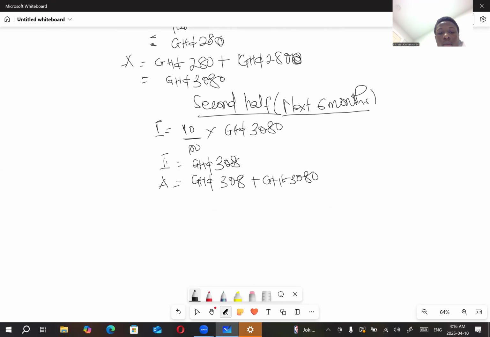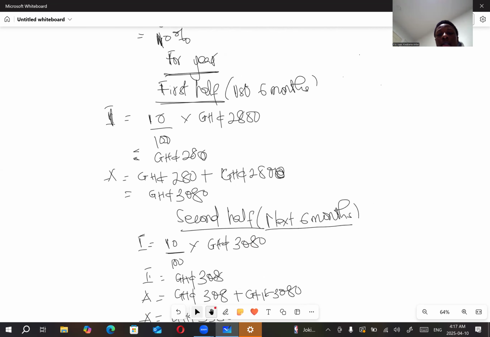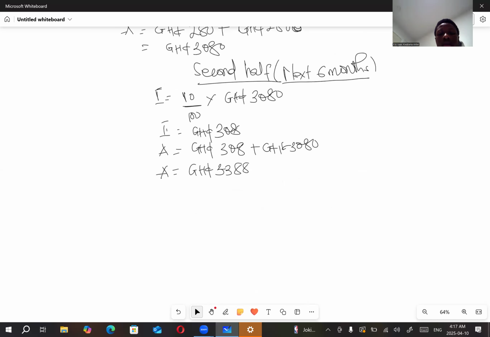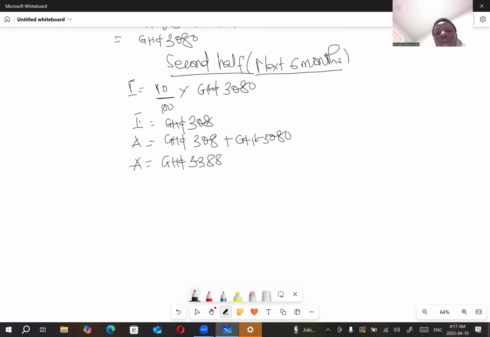So amount will be equal to 308 plus 3080. 3388. Is that what you're getting? Yes. So this ends a full year. 6 plus 6 is for 1 year. So let's move on. So now the person was saving with the bank for 2 years.